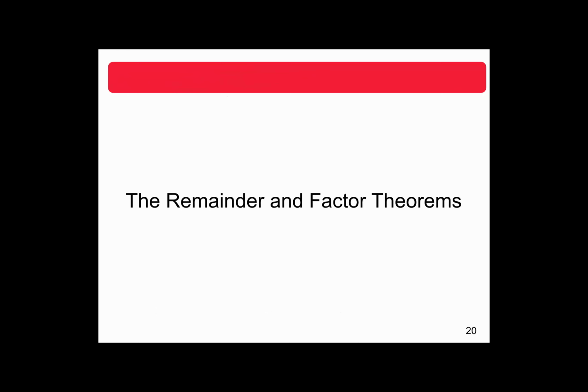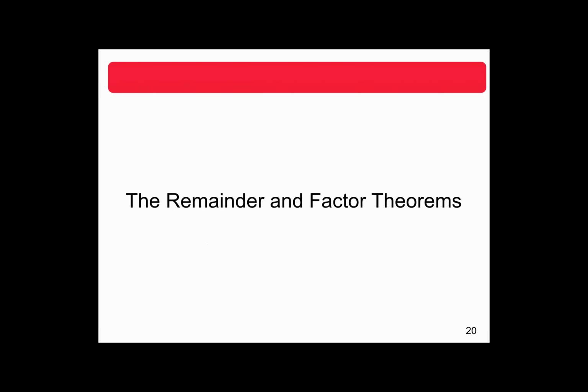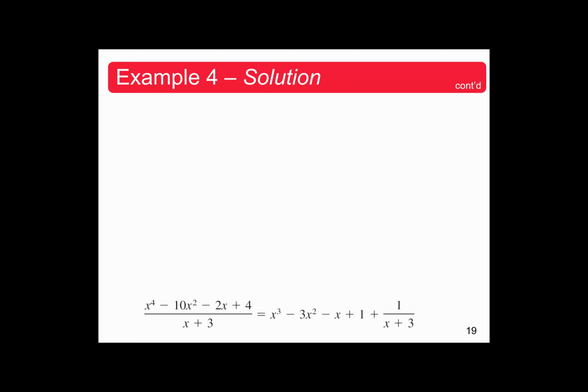And now the very last topic in this chapter is the remainder and factor theorem. The remainder theorem states that the remainder obtained in the synthetic division process has an important interpretation. Basically, the remainder is the same thing as f of k. For example, in the previous example, the remainder is 1.